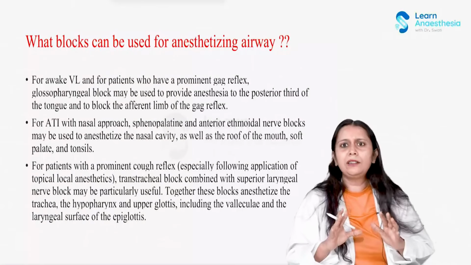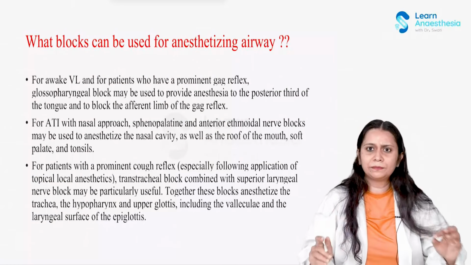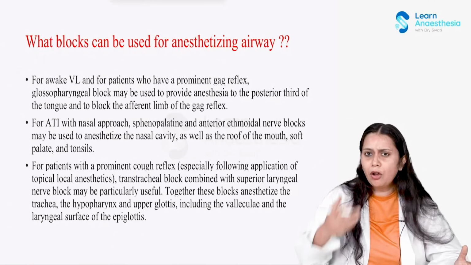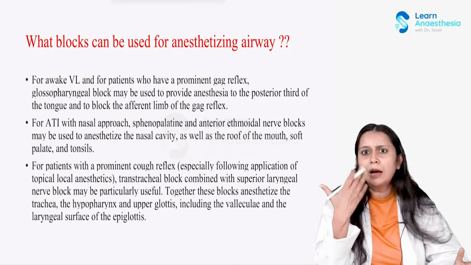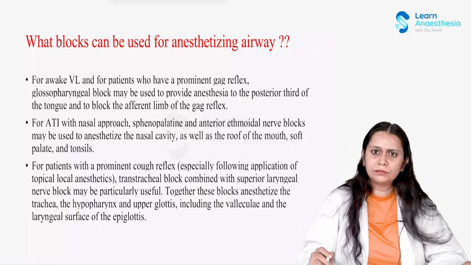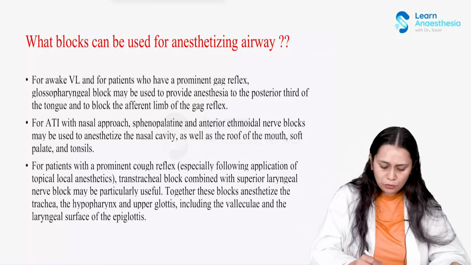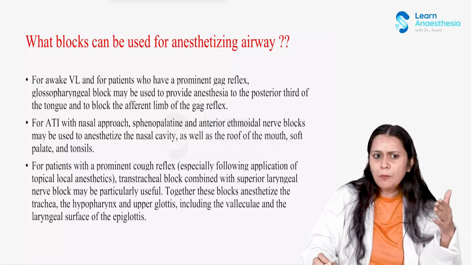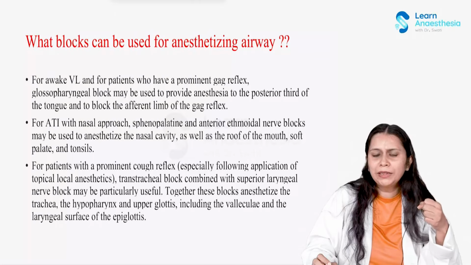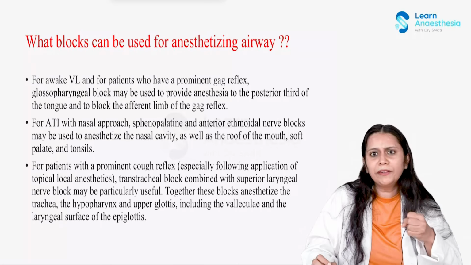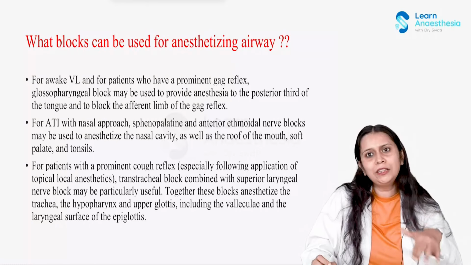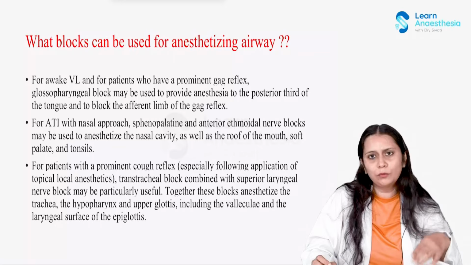Okay. So what are the blocks for anesthetizing the airway? What are the airway blocks? There are a few very important blocks we need to practice, right from anesthetizing the nasal cavity to the upper airway to the trachea, right? So what are the different blocks? The important blocks which we can use depend upon how you are approaching the procedure. If we are doing awake video laryngoscopy, then we will introduce the video laryngoscope from the oral cavity.